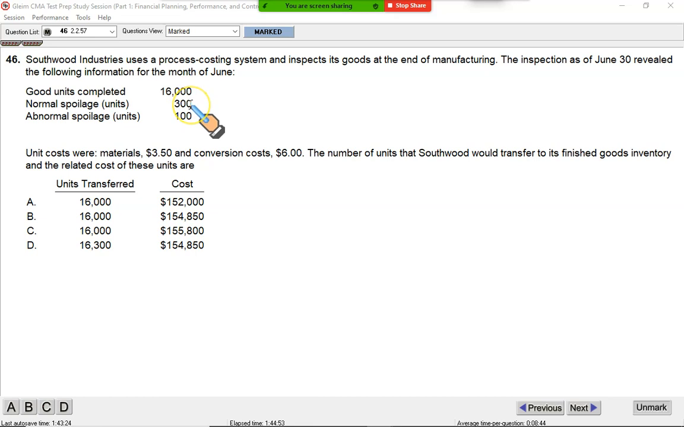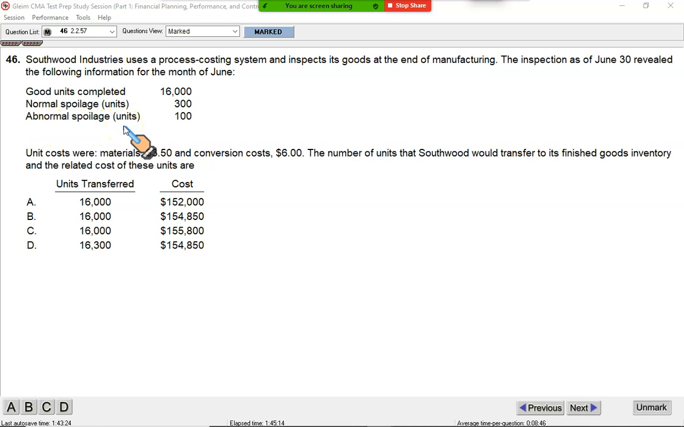There were 300 units which were damaged, spoiled, but that was normal. That happens every month or every period. So there is nothing wrong with it. 300 units are okay. But these 100 units are not expected. It should not have happened. This loss is called the abnormal spoilage.